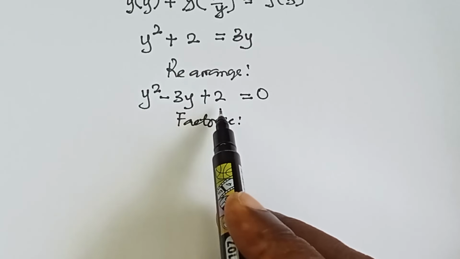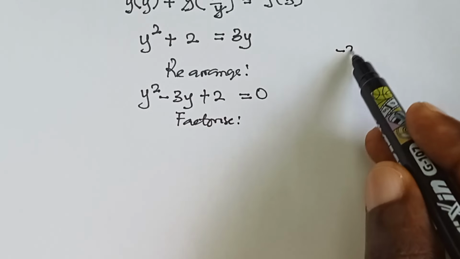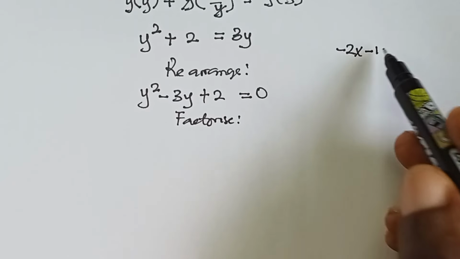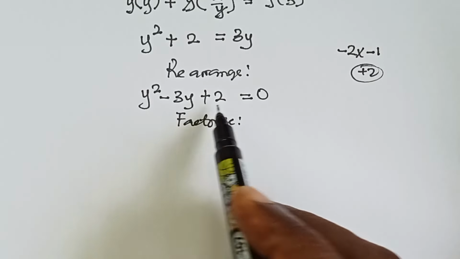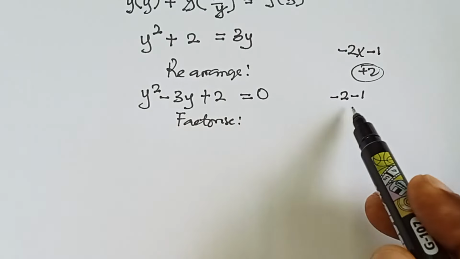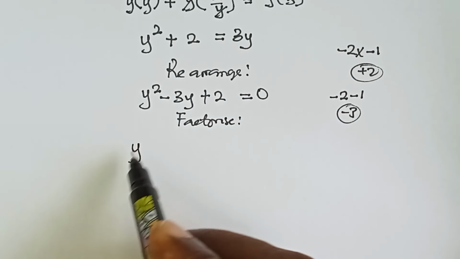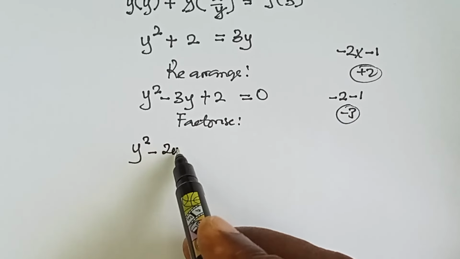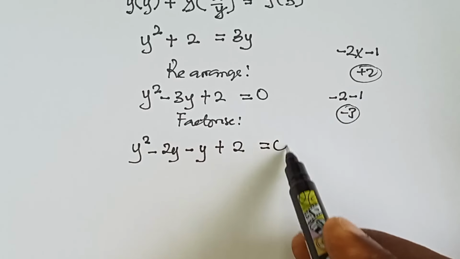Now the factors of 2 that will give us minus 3: we have minus 2 times minus 1 will give us plus 2, and that's a plus 2 here. And this minus 2 minus 1, if you put it together, we have minus 3. So minus 2 minus 1 works. So we have y squared minus 2y minus y plus 2 equals 0.